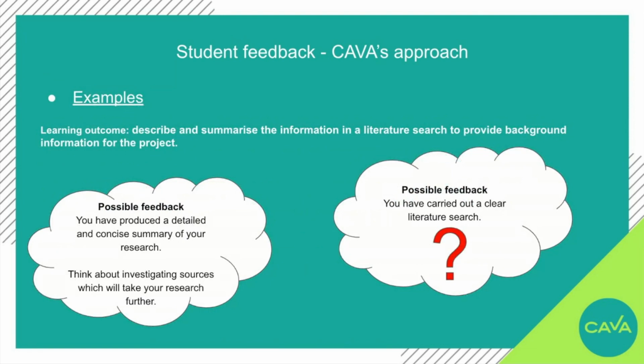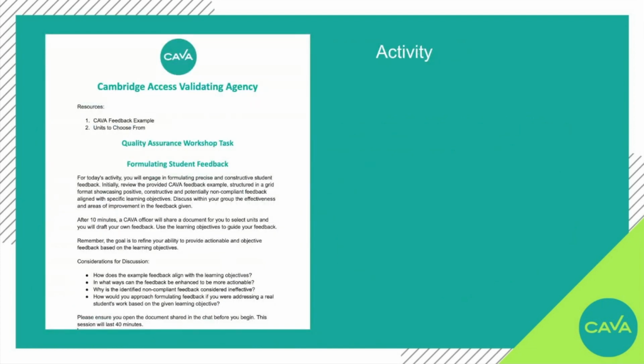So we've created some examples, so you can see here on the screen. You can see the one on the right. It's positive feedback, but it's not giving the student any feed forward about how they might improve their practice. Whereas the bubble on the left talks about what the student has done, but also how they might improve their practice. So I'm just going to hand over to Emma, who will talk to you about the exercise we're about to do. Thank you, Barbara.